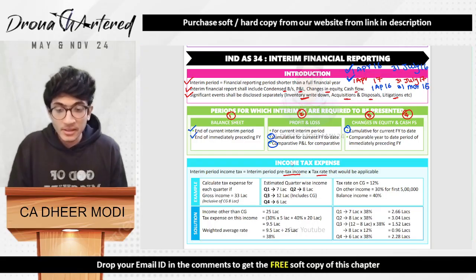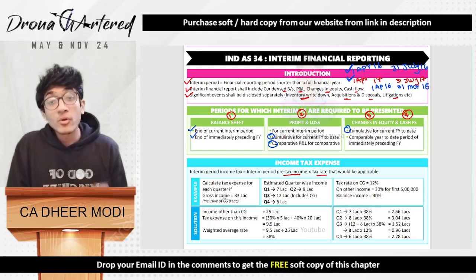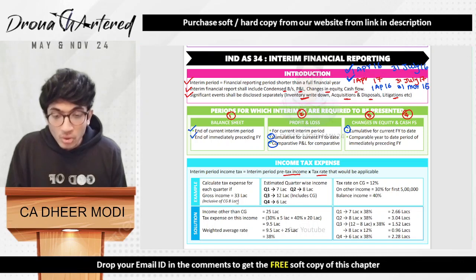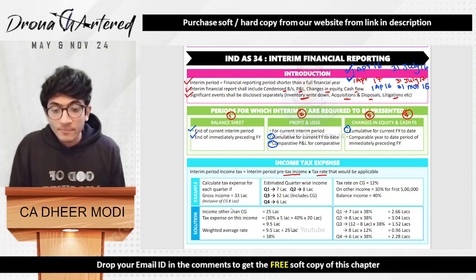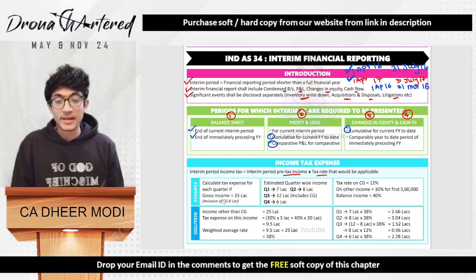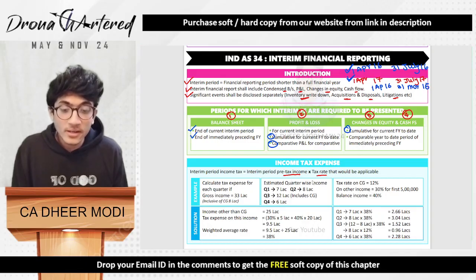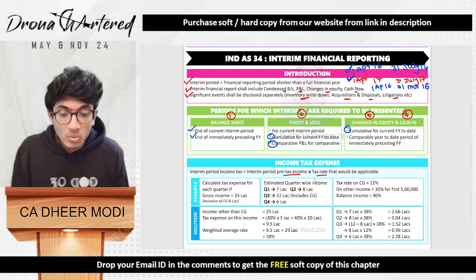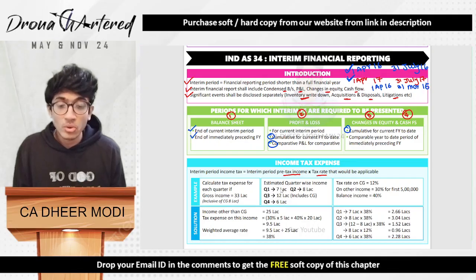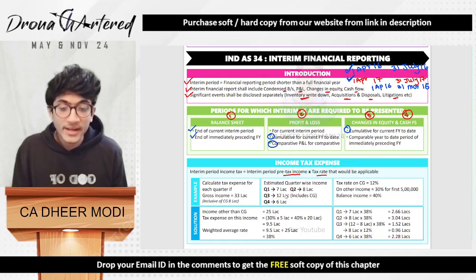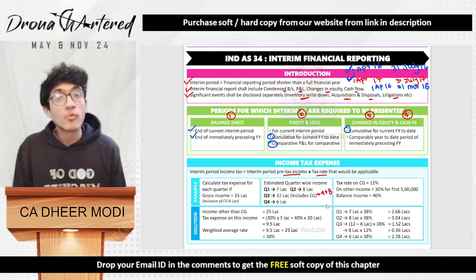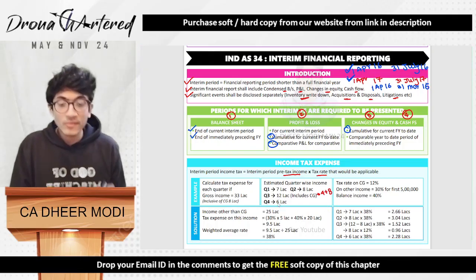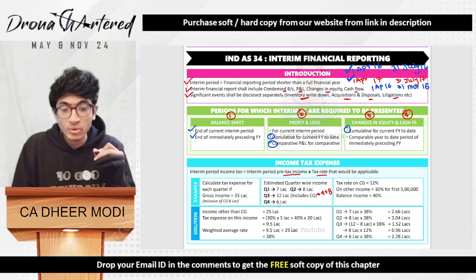So let's do an example. Say for example, calculate the tax expense for each quarter if the gross income is 33 lakhs. Now this 33 lakhs includes your capital gain of 8 lakhs. In such a case, you will first estimate quarter wise income. Say for example, your quarter 1 has 7 lakh, quarter 2 has 8 lakh, quarter 3 has 12 lakh, which includes 8 lakh capital gain. That means this is basically 4 plus 8, and your quarter 4 has 6 lakh. This information will be given to you in the question.